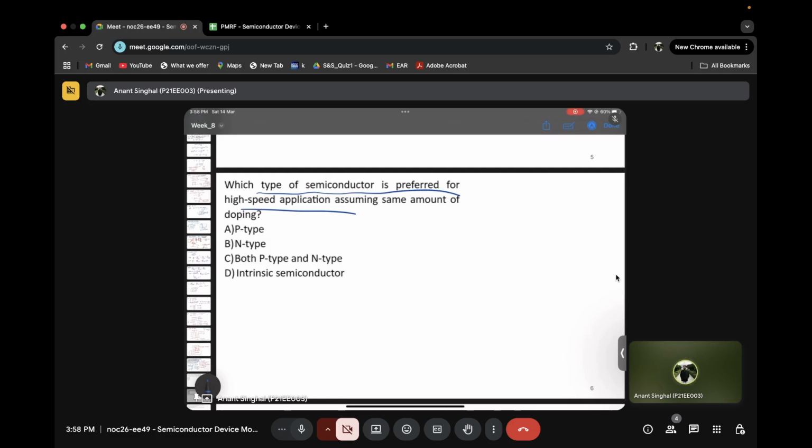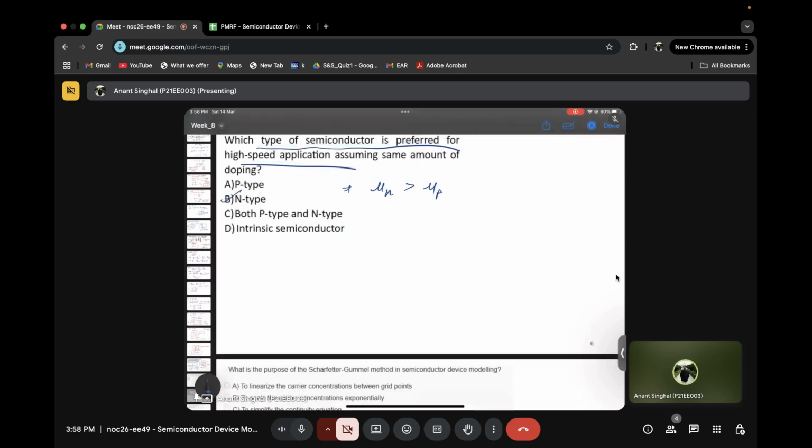So okay, this is very basic knowledge. So it is obviously N-type. Why? Because the mobility of N is greater than the mobility of P. We know that the effective mass of an electron is less than the effective mass of holes. Hence, for high speed applications, we in general prefer N-type semiconductors. Okay, that is not a problem.